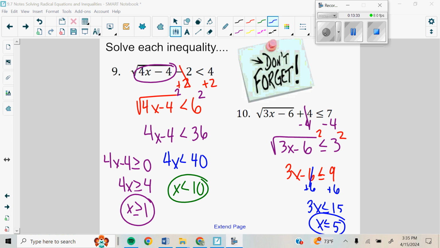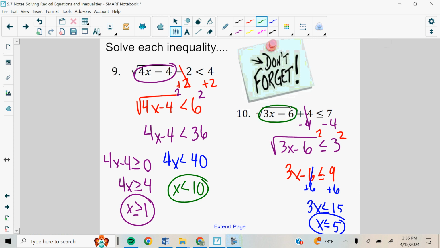Okay, so hopefully you guys were able to go through and solve that. Minus the 4 over, square both sides, add 6, and then divide by 3. So we get x is less than or equal to 5. That's a maximum. So we need to go back in and do our job and find the minimum. So again, we're going to take our radicand. 3x minus 6 is greater than or equal to 0. This is going to find me my minimum for my domain. So I'm going to add 6 over. And I get x is greater than or equal to 2. So the numbers between 2 and 5 are the only ones that end up with something less than or equal to 7.